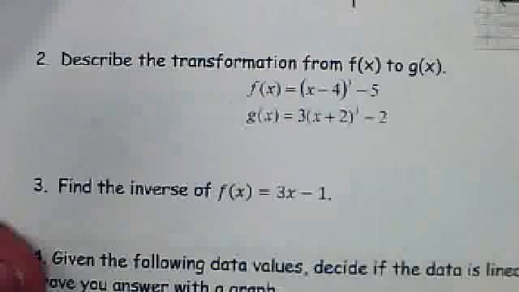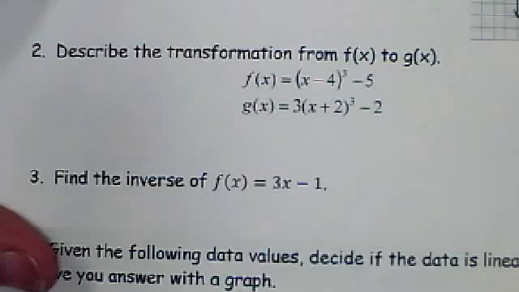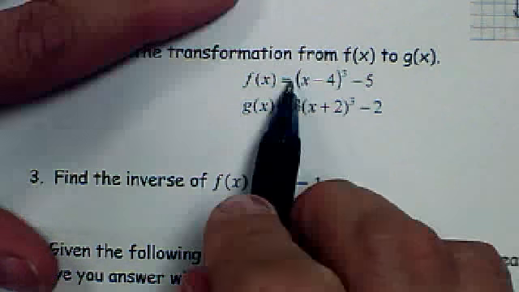Number 2 says describe the transformation from f of x to g of x. On your paper, f of x and g of x were left off, so copy both of those functions down. If you need to pause the video to copy it down, go ahead and do that. I'm going to keep on going though. The transformations from f of x to g of x.